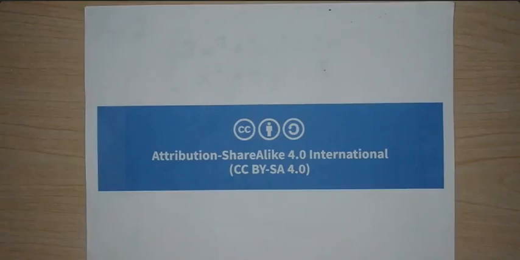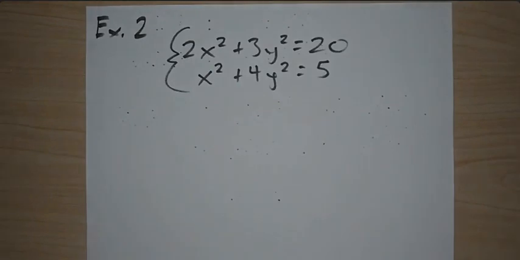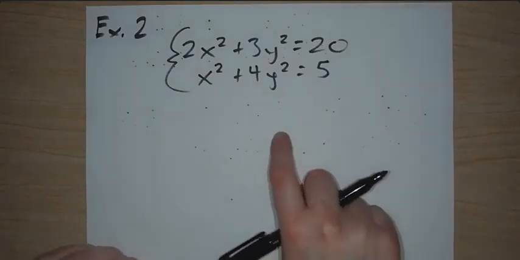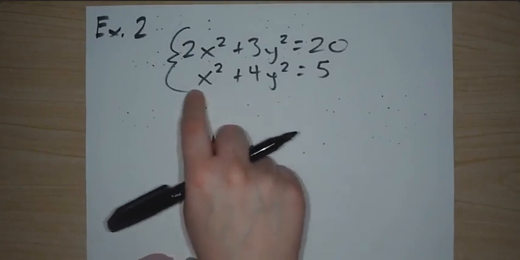This is example 2 from our substitution and elimination for nonlinear systems lab. We have the following system: 2x squared plus 3y squared is equal to 20 and x squared plus 4y squared is equal to 5. This problem is primed for elimination, the method of it. And so what I'm going to do is use elimination.